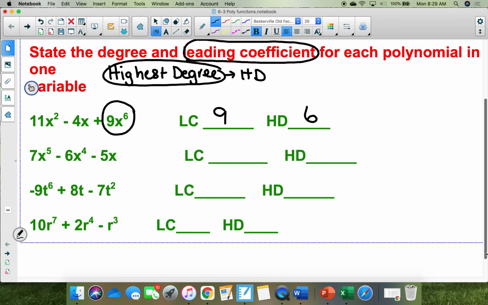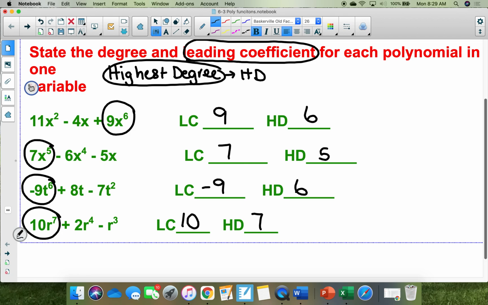Circle the highest degree. This is the highest degree, 5. And the number out in front is called the leading coefficient, 7. Highest degree, 6. Leading coefficient, -9. Highest degree, 7. Leading coefficient, 10. So that's the first part of the worksheet.